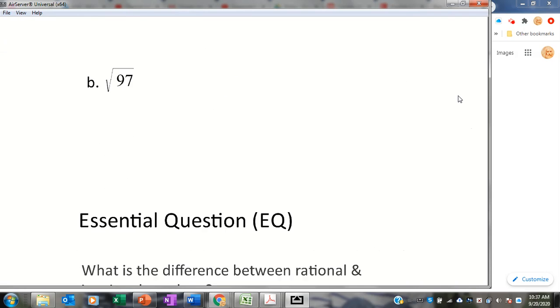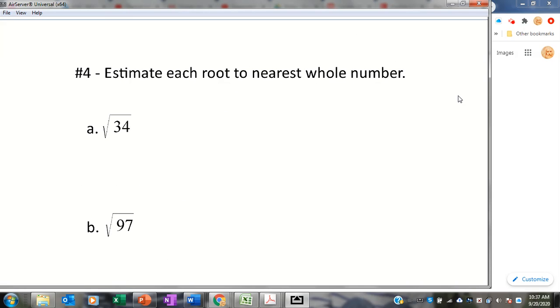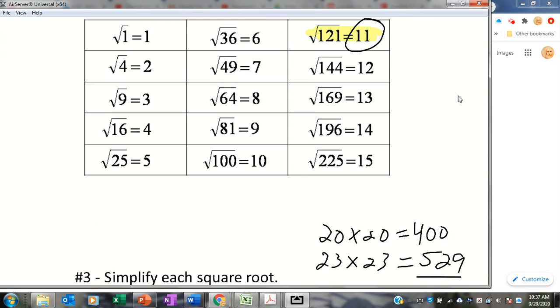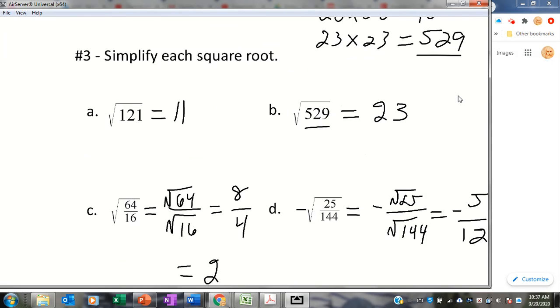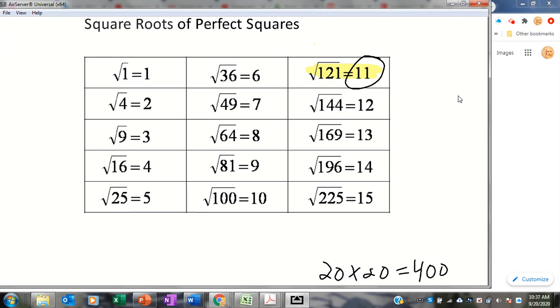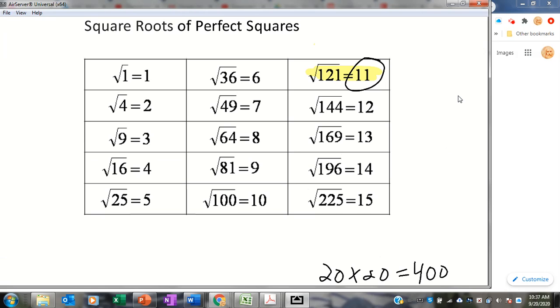Now this one wants us to estimate the square roots. This is a little trickier than the last one. What you have to determine is what two perfect squares this 34 falls in between, one bigger and one smaller. Remember our number is 34, so we're going to go up here and find the two numbers that 34 is in between. If you notice, there's a 36 right there, which is a little bit bigger, and then there's a 25. So 34 falls in between 25 and 36.